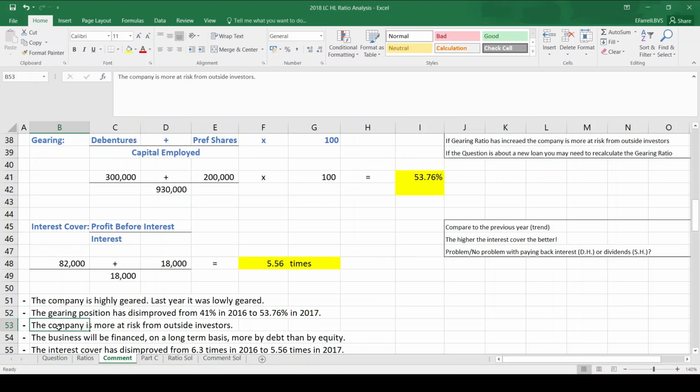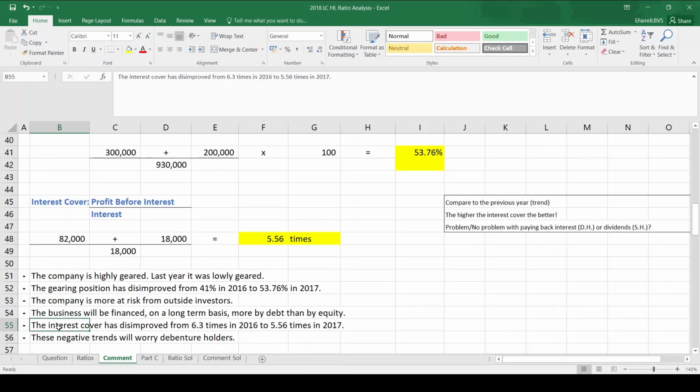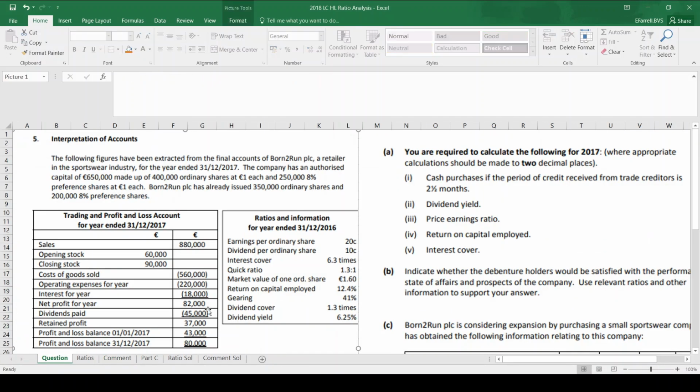The company is more at risk from outside investors because it's gone up. If it had gone down, you would say the company is less at risk from outside investors. The business will be financed on a long-term basis more by debt than by equity. If it was less than 50%, it would be financed on a long-term basis more by equity than by debt. Just change it around.